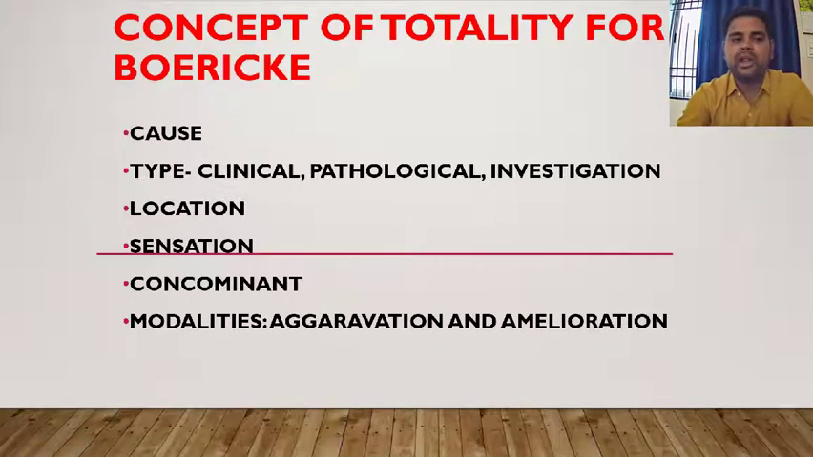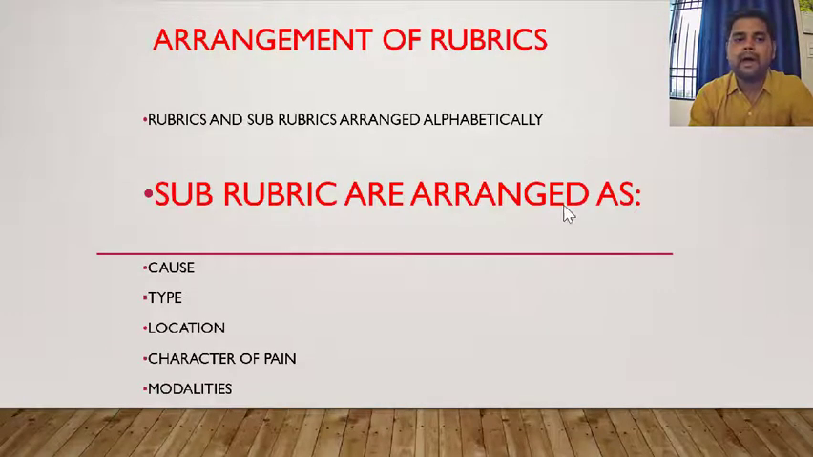If you know the concept of totality, how we have to make it, first we should try to find out the cause. What is the cause of the illness? What is the type of the illness? We have to diagnose it in the clinical way, the pathological way, and through investigations as well. Location: what is the location of the pathology? What is the sensation? What is the concomitant? Modality: whether there is some aggravation or amelioration or not. So we all have to check this.